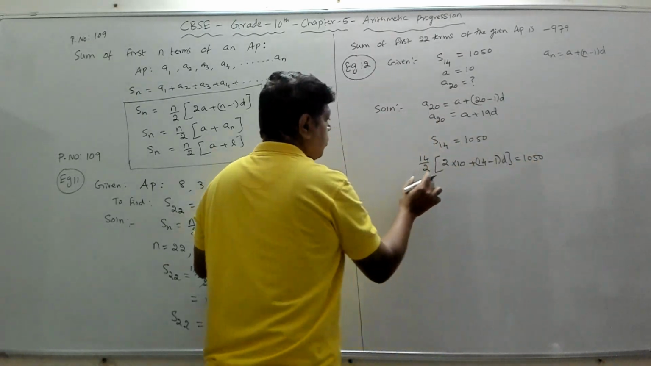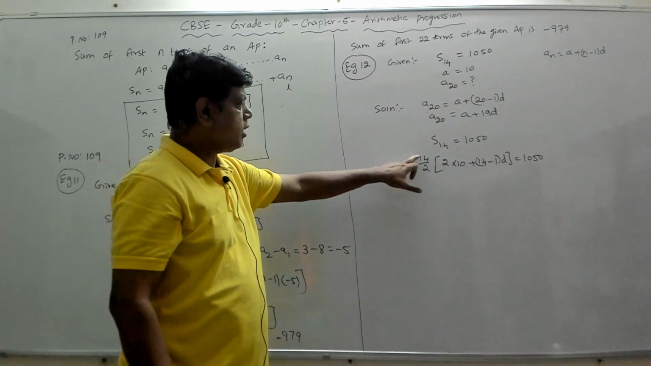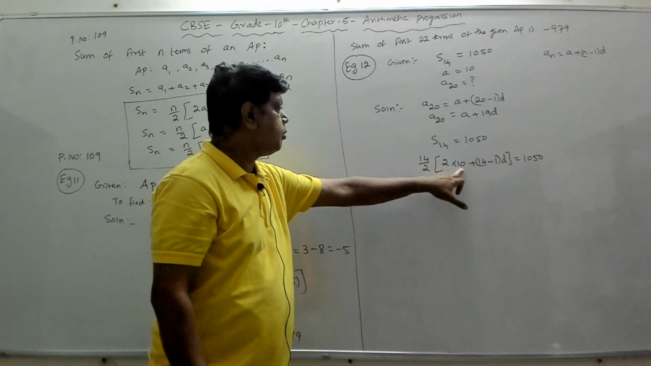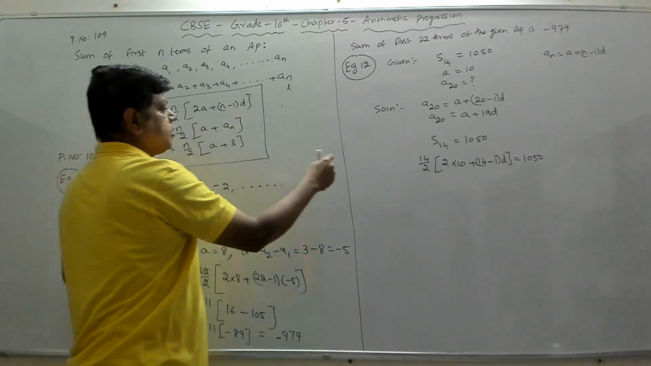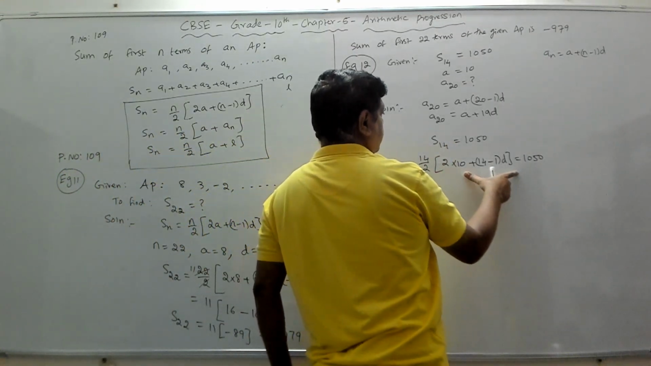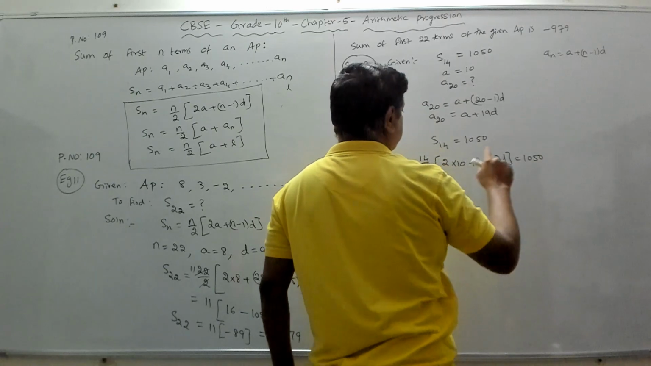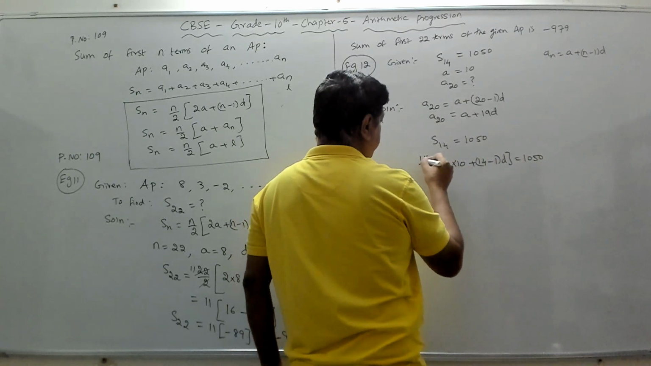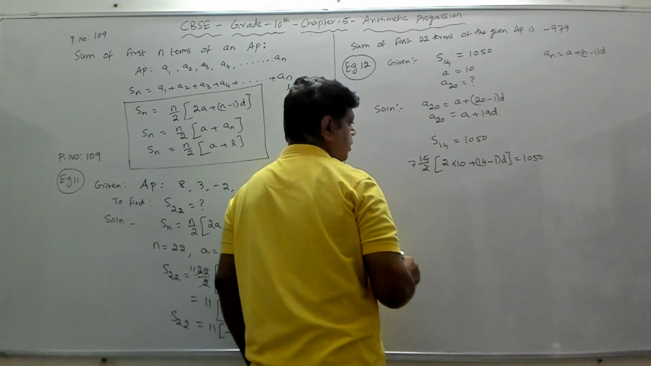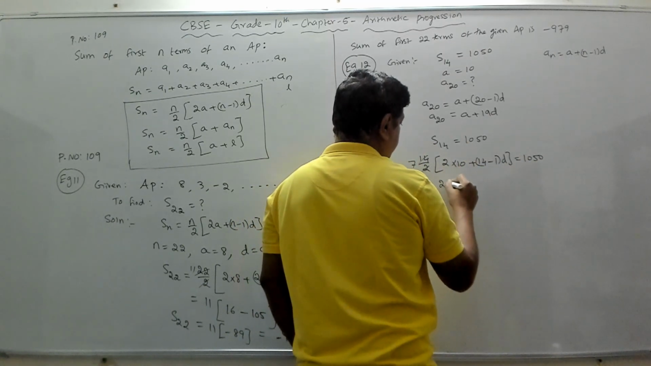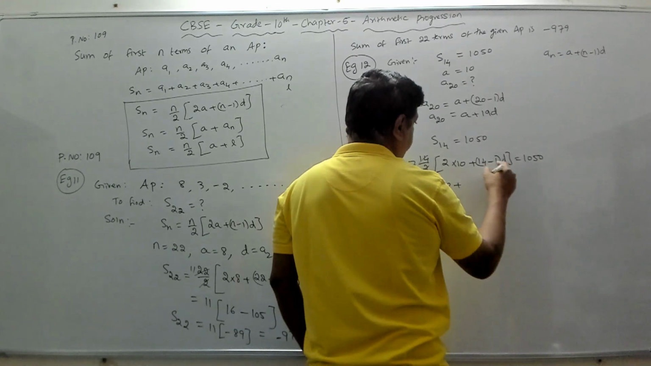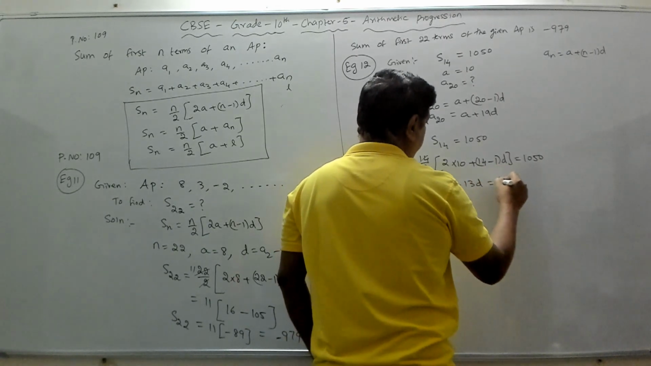So S14 is what? n by 2. In the place of n, I have to put 14, and in the place of a, I have to put 10 in this formula, because it is S14, which is 1050. That is given. Now 14 by 2 is 7, and this 7 can be taken to the other side. So you get 2 into 10 is 20, plus 14 minus 1 is 13d, equal to 1050 by 7.